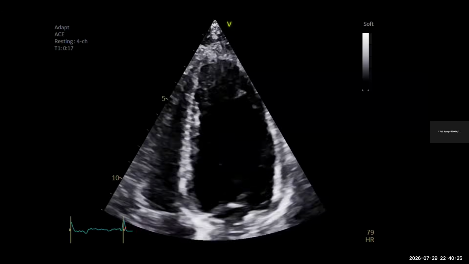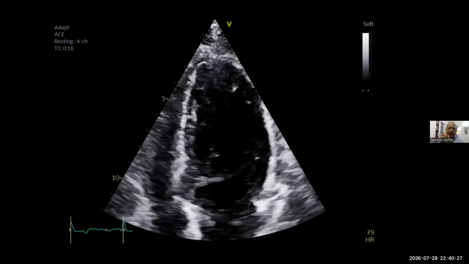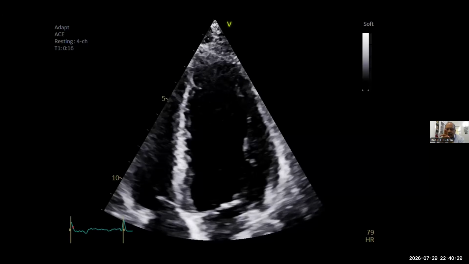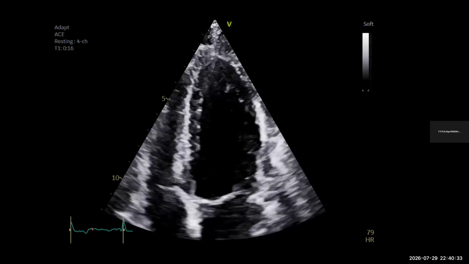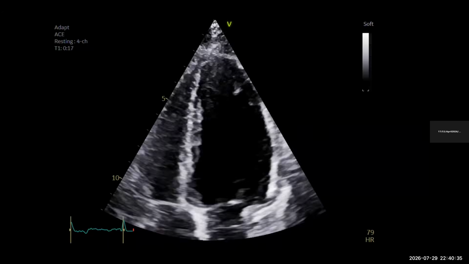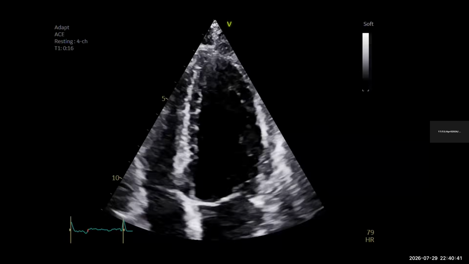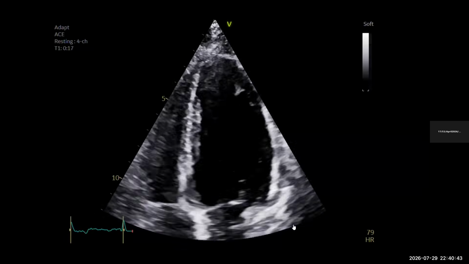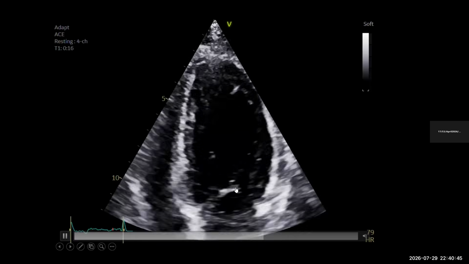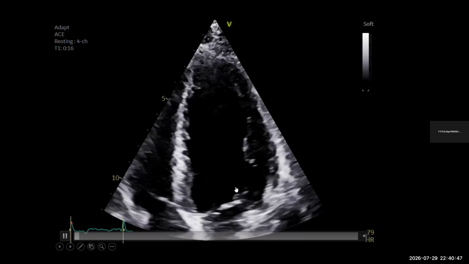Apical wall is... There is no apical wall. Apical septum, sorry, sir. Apical septum. So it shows a little ballooning out at the apex. A little, yeah. And the lateral wall, yes, basal lateral wall is hypokinetic.